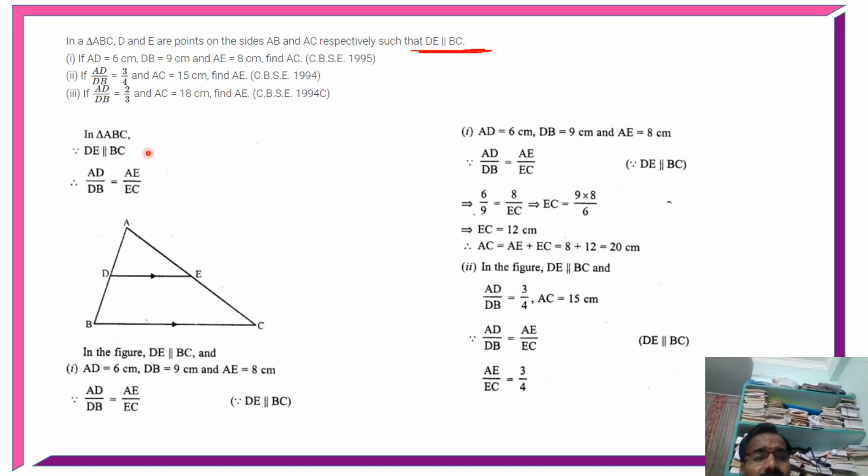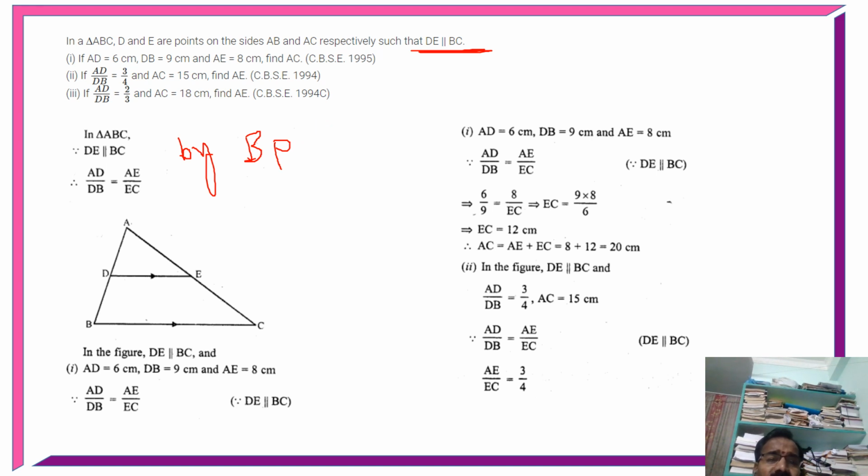Here it is given in triangle ABC, DE parallel to BC. So which theorem can we apply, students? You can write BPT, you can write Thales theorem. BPT is nothing but the basic proportionality theorem. Some textbooks give BPT, some textbooks give Thales theorem, so both are the same. You can write either BPT or the basic proportionality theorem.